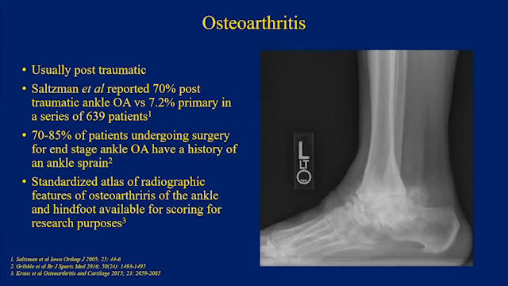Next. Ultrasound can accurately evaluate the soft tissues. There is no radiation, and you can perform diagnostic and therapeutic injections at the same sitting. Next. And MRI provides your overall global evaluation of bone, soft tissue, and articular cartilage.